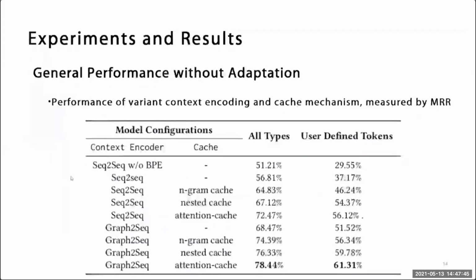In addition, we compare the attentional cache in CodeGAC with n-gram cache and the nested cache. It can be seen from the table that after adding cache, the accuracy of the model has been improved to varying degrees. Among them, the improvement of n-gram based cache is the smallest, and the improvement of attentional cache is more obvious than that of nested cache.